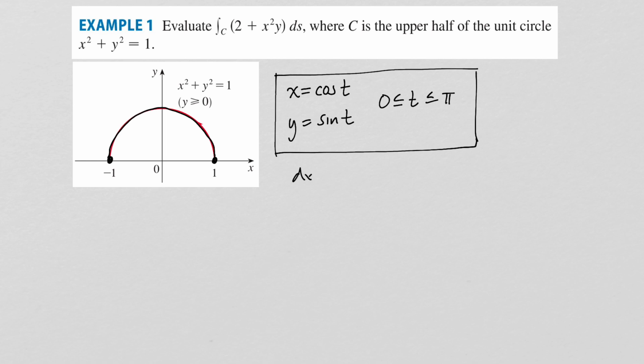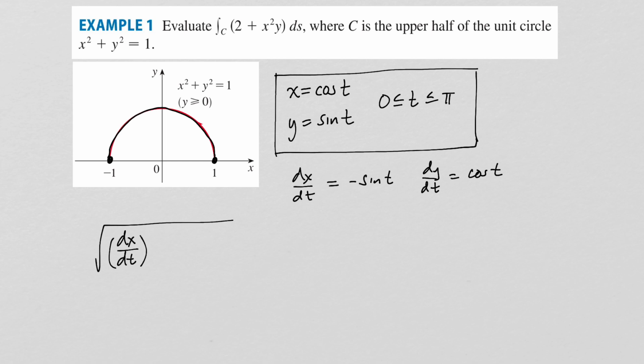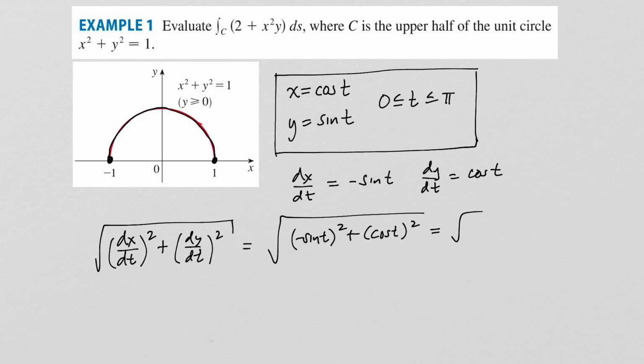Next, we need to find dx/dt. dx/dt is negative sine of t, and we also need to find dy/dt, which is cosine of t. Then we're going to calculate the square root of (dx/dt) squared plus (dy/dt) squared. This is simply going to be the square root of negative sine of t squared plus cosine of t squared, which is the square root of sine squared of t plus cosine squared of t, which of course is equal to the square root of 1, which is 1. So that's really nice.